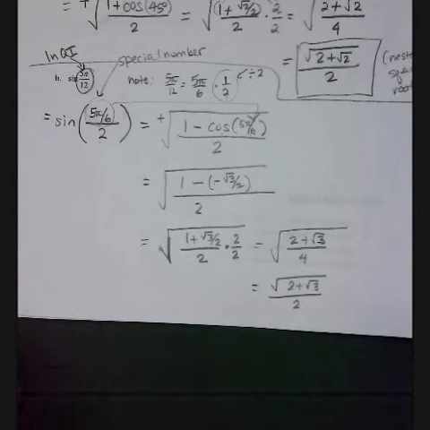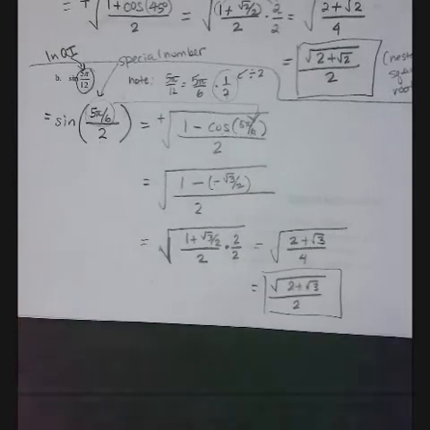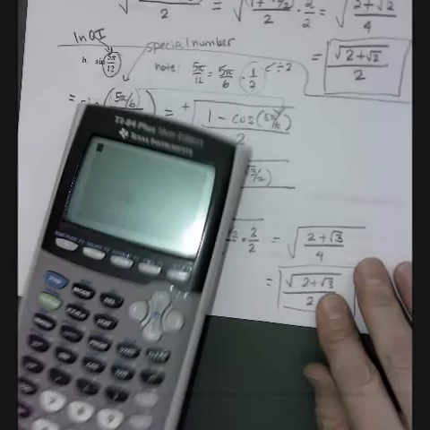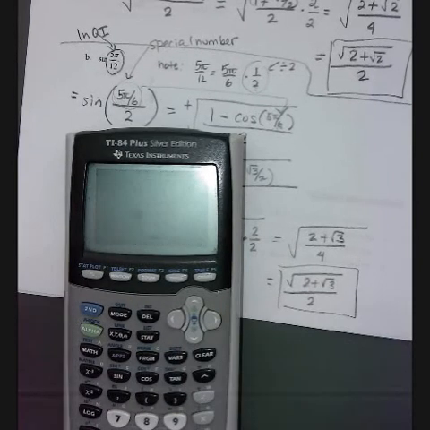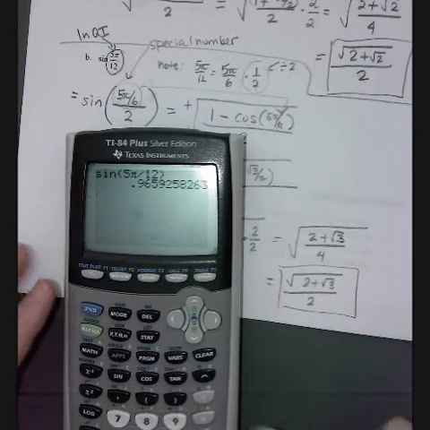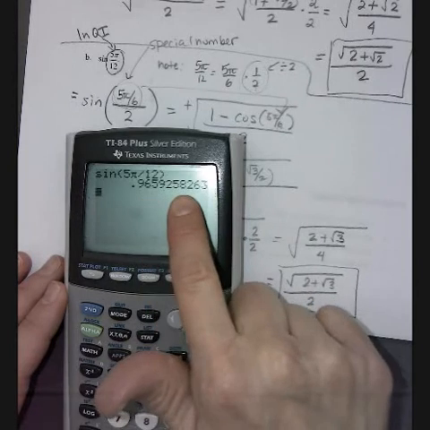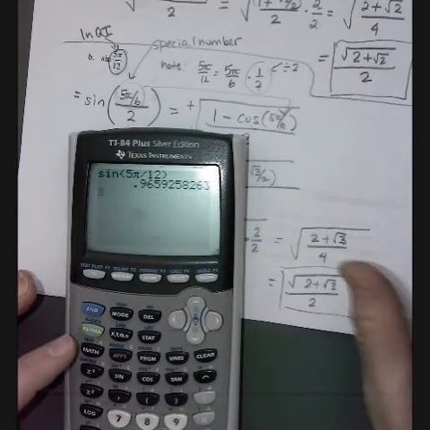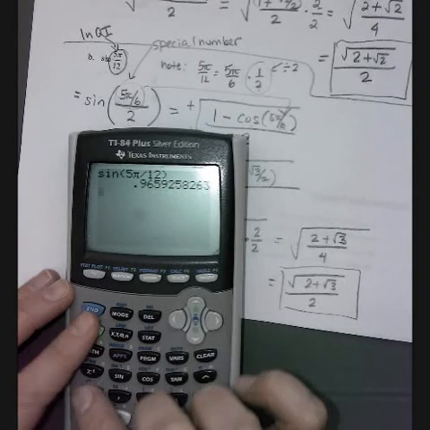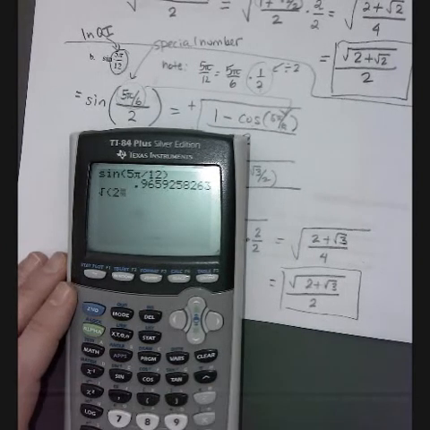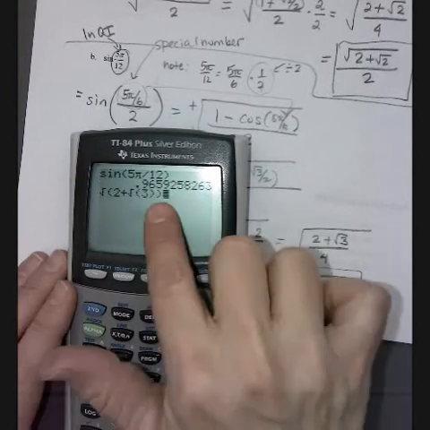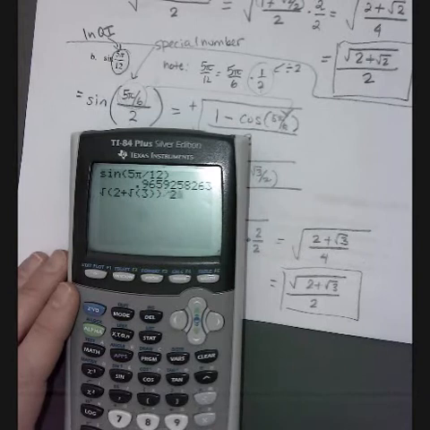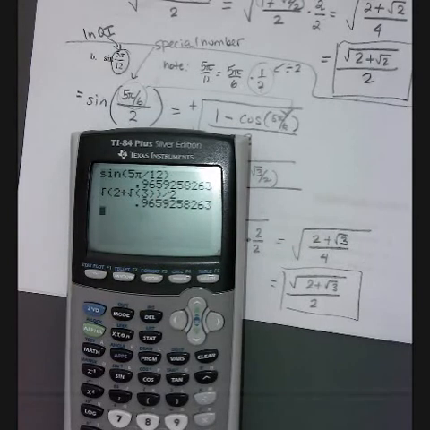So let's double check now. This time make sure we have radians. So go here. Sine 5 pi divided by 12. So 0.9659. That number looks familiar, doesn't it? Whatever, I can't remember everything. So 2 plus square root of 3, like so. Make sure you get the parentheses right. Divided by 2. We got the right answer. So this time I didn't mess up.